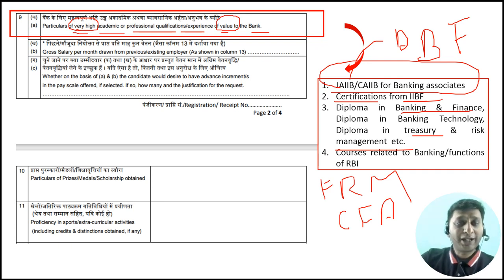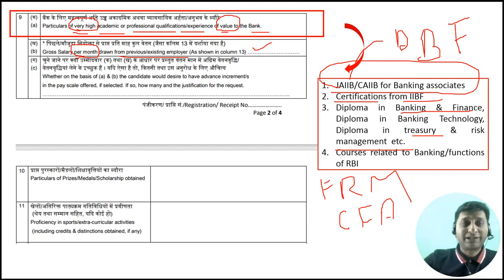Then gross salary per month. So here the keyword is per month. Do not write your annual package. Gross salary per month drawn from previous existing employer. So whatever your existing employer is, and if there is no existing employer, if there is any previous employer, do mention the gross salary per month that you withdraw or you are withdrawing.